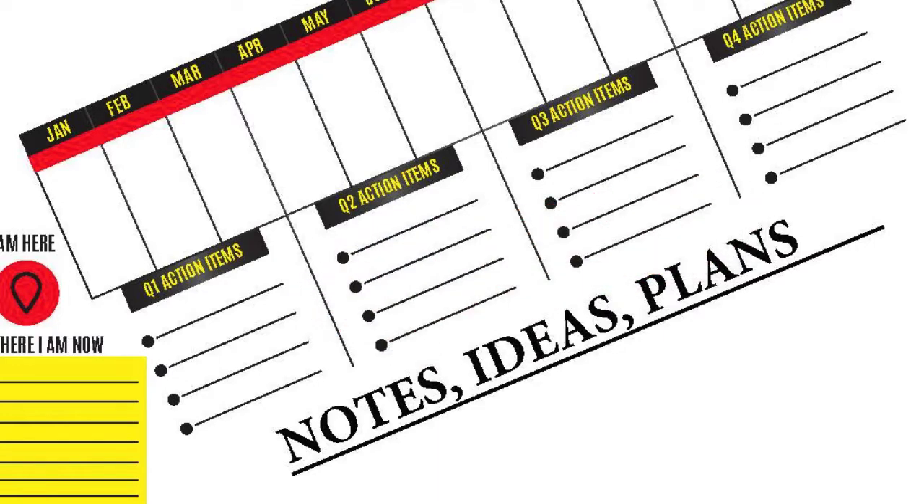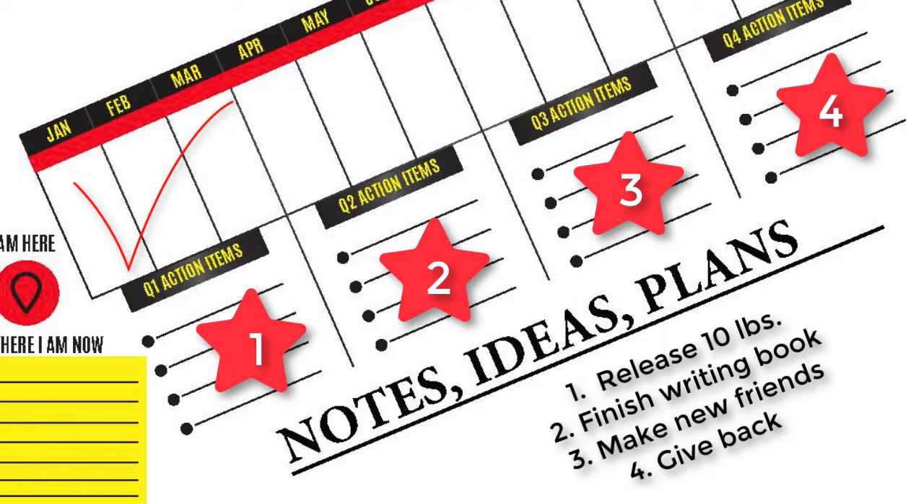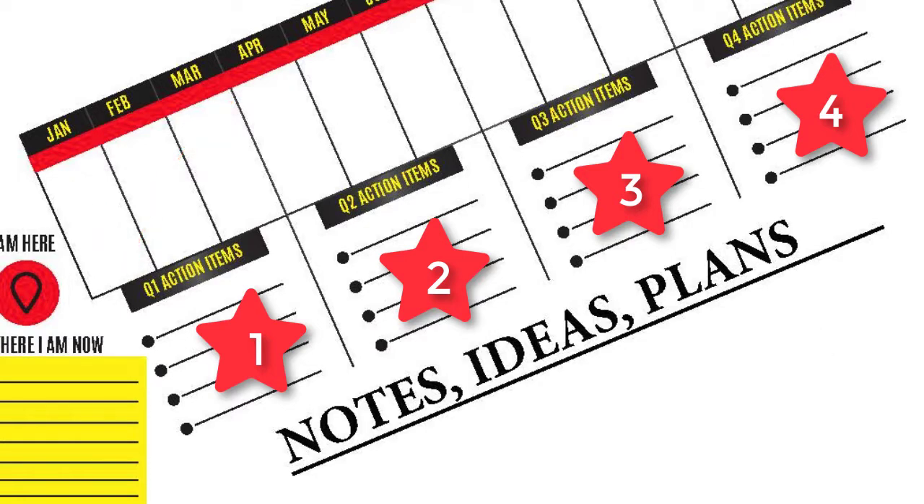It might be difficult to plan the whole year at once, but just start with the first quarter, January, February, March, and write out some action items for those 3 months. And when you finish those 3 months, you can start on to the next 3 months.